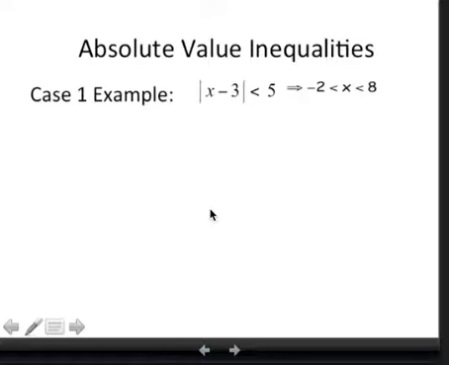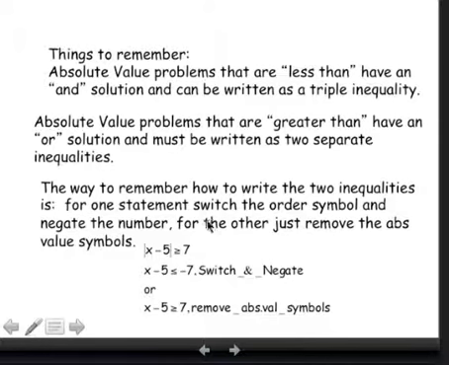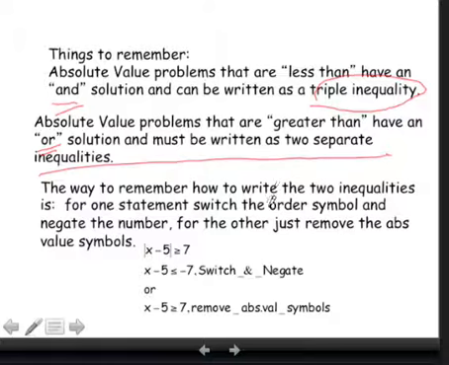These are things to remember when you are using absolute value inequalities. Absolute value problems that are less than have an AND solution and can be written as a triple inequality. Absolute value problems that are greater than have an OR solution and must be written as two separate inequalities.